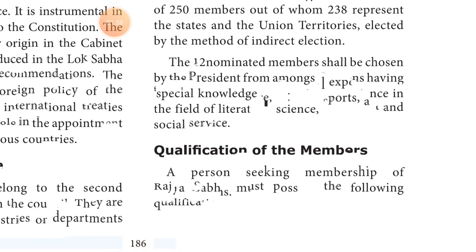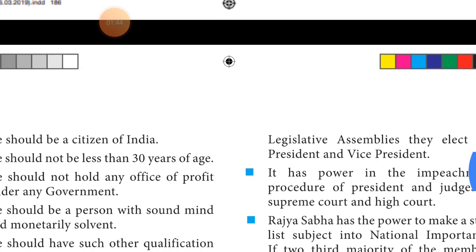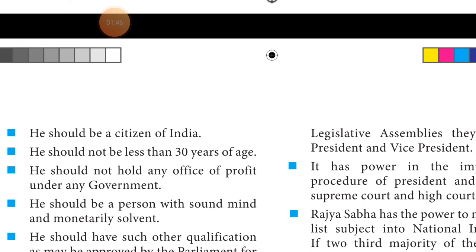Now, next topic, qualification of the Rajya Sabha member. What are the qualifications? First, he should be a citizen of India. This is common for the qualification of the Vice President, President, and Lok Sabha. Similarly for the Rajya Sabha member also. Second, he should not be less than 35 years of age. That is very, very important.